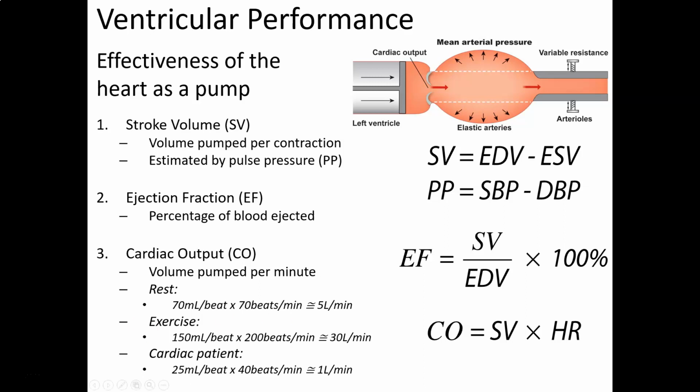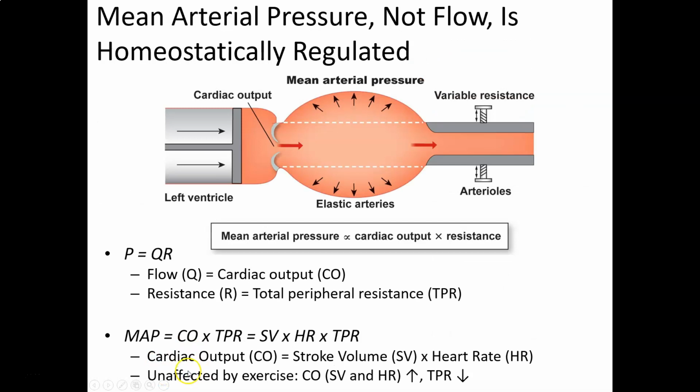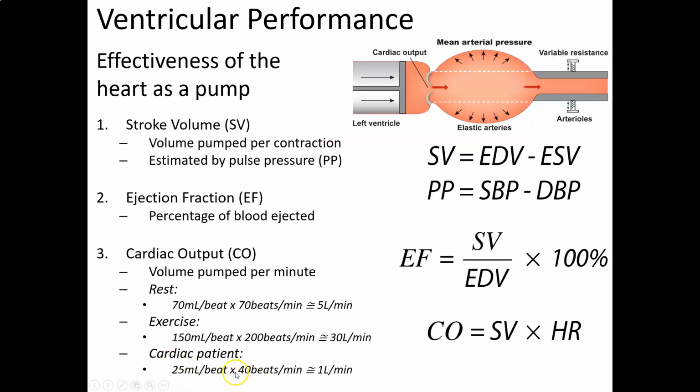And a cardiac patient might have a low heart rate. Remember, we call that bradycardia for the low heart rate. At 40, and then a low stroke volume of 25, 25 times 40 is about 1,000 mLs, or 1 liter per minute. So you can see cardiac output can vary significantly between different people.